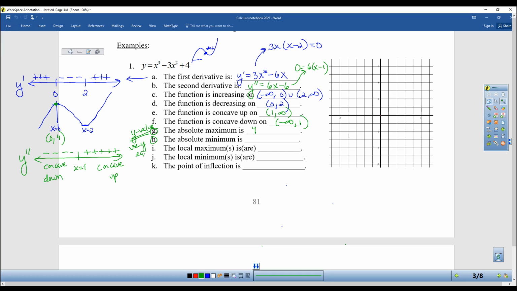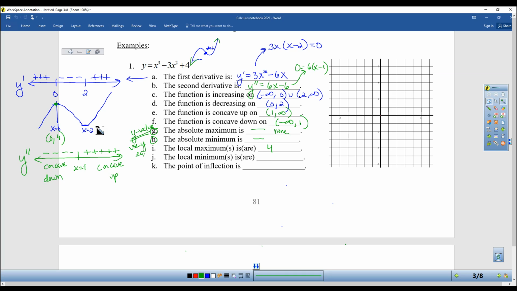Ooh, absolute maximum. This actually keeps going up forever, doesn't it? So it doesn't have an absolute maximum. It's a little premature there. None. Or you can write none. Doesn't matter to me. And again, absolute minimum, none. This graph keeps going down forever. But the local maximum is going to be 4.